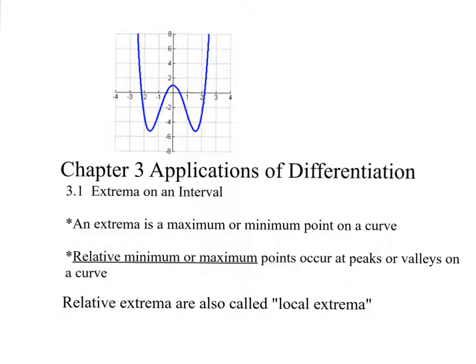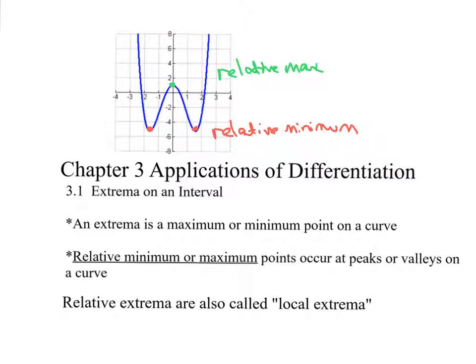We see that this point right here, as well as this point right here, both of those would be called relative minimum points. They're relative because they're the minimum points in that section of the graph. We also have another point that we'll identify, this one right here on the y-axis. That one we're going to call a relative maximum point.